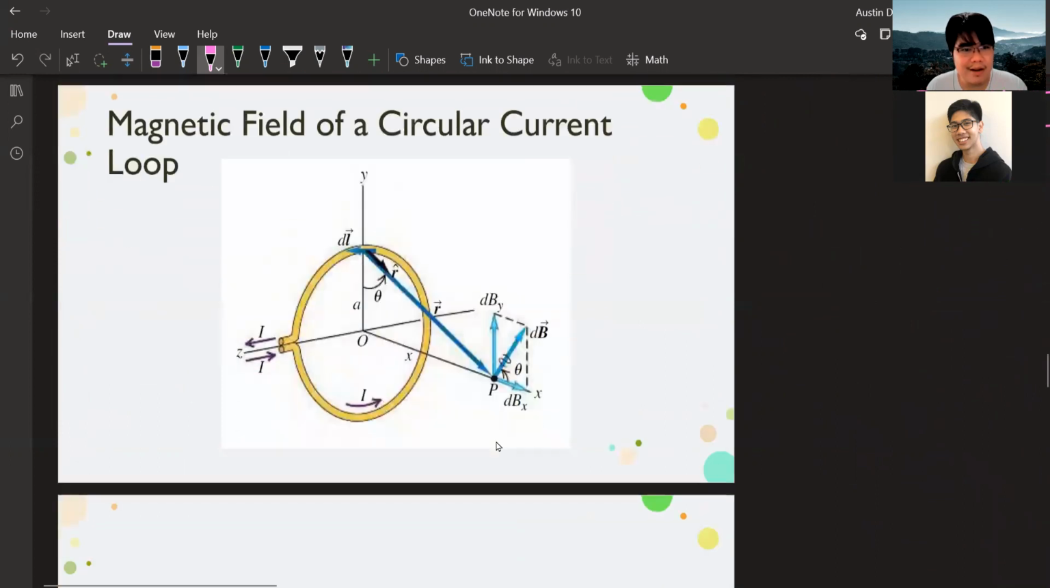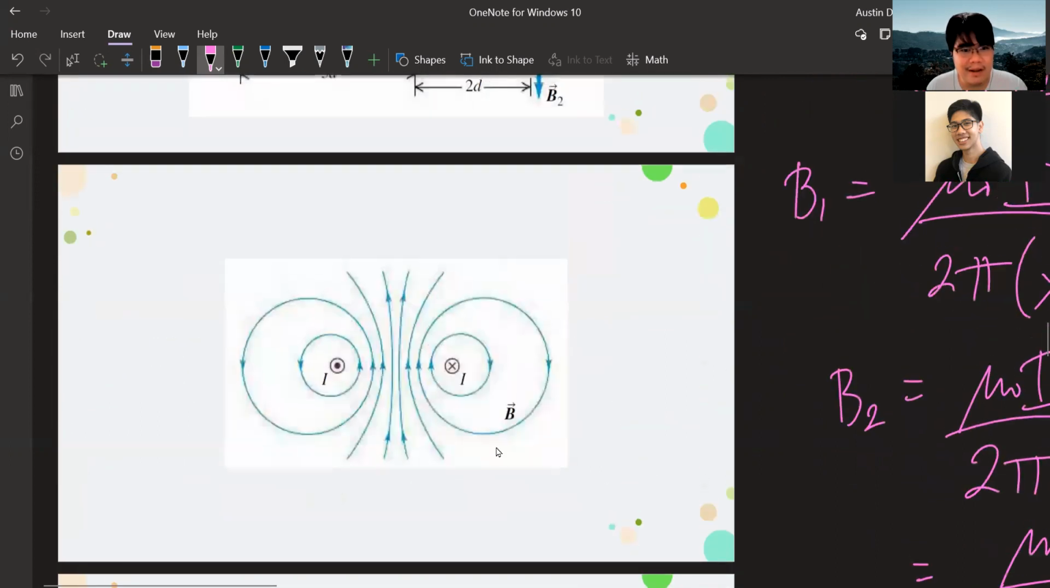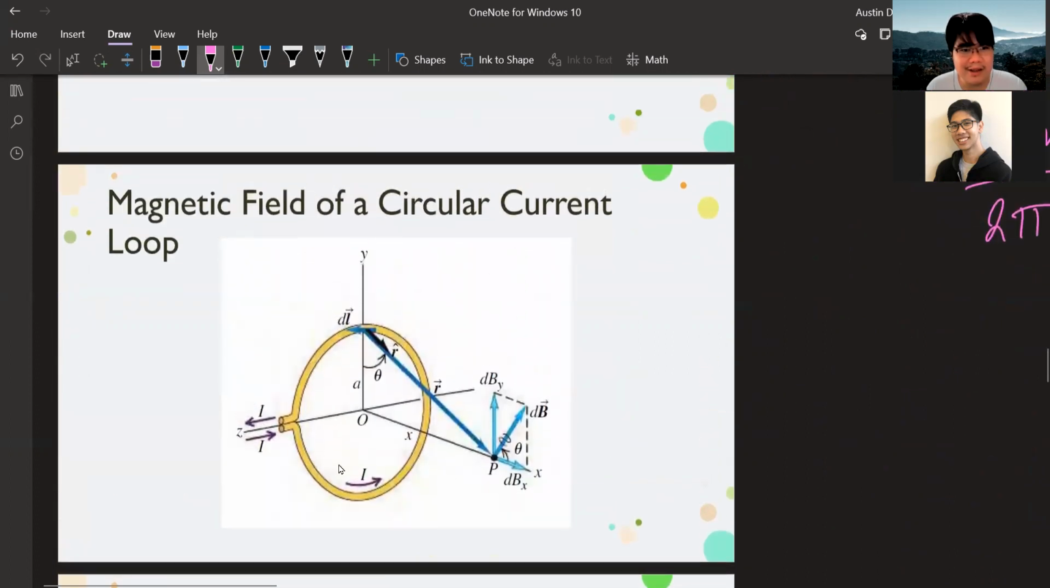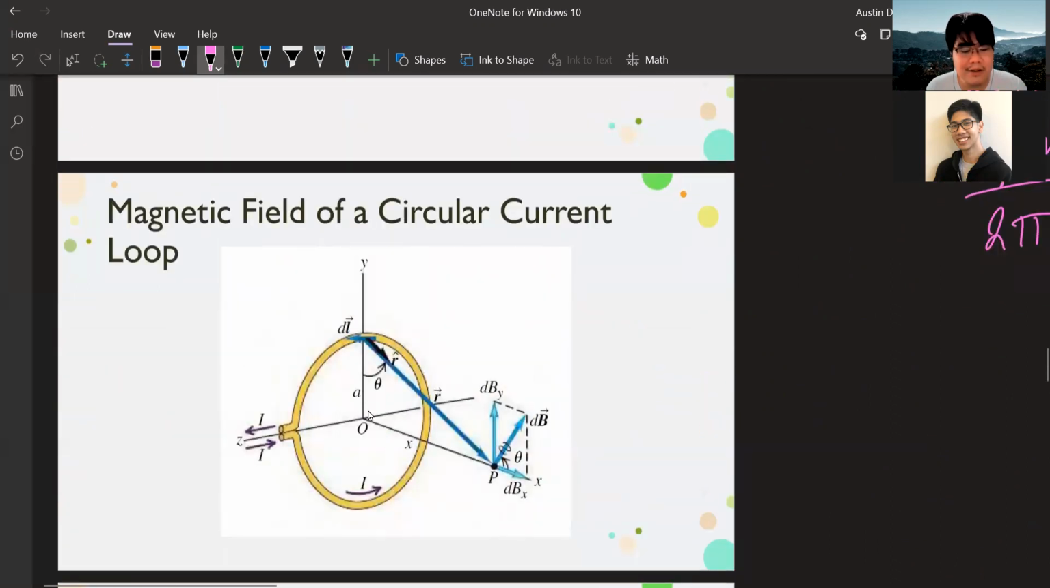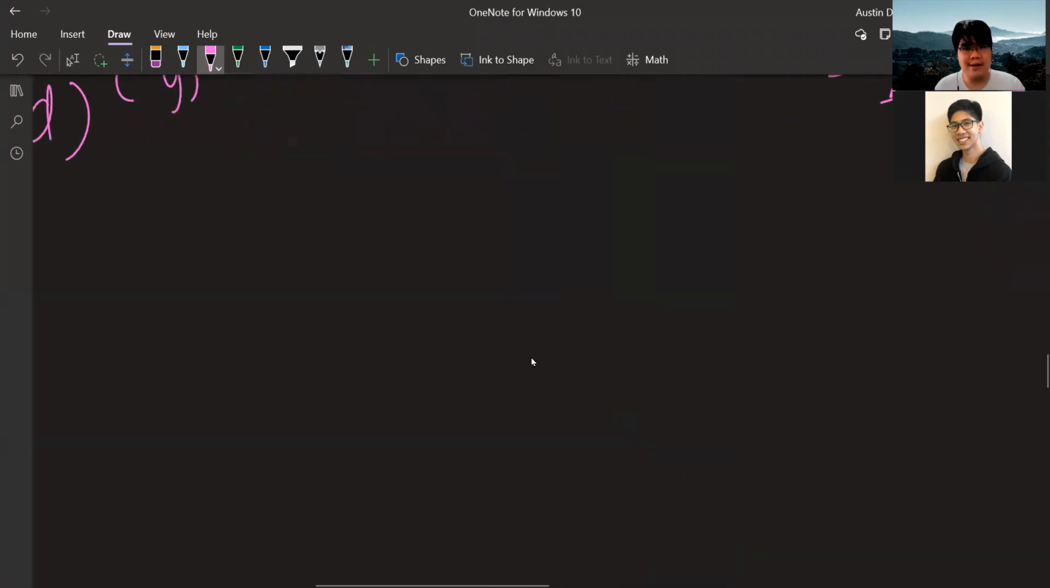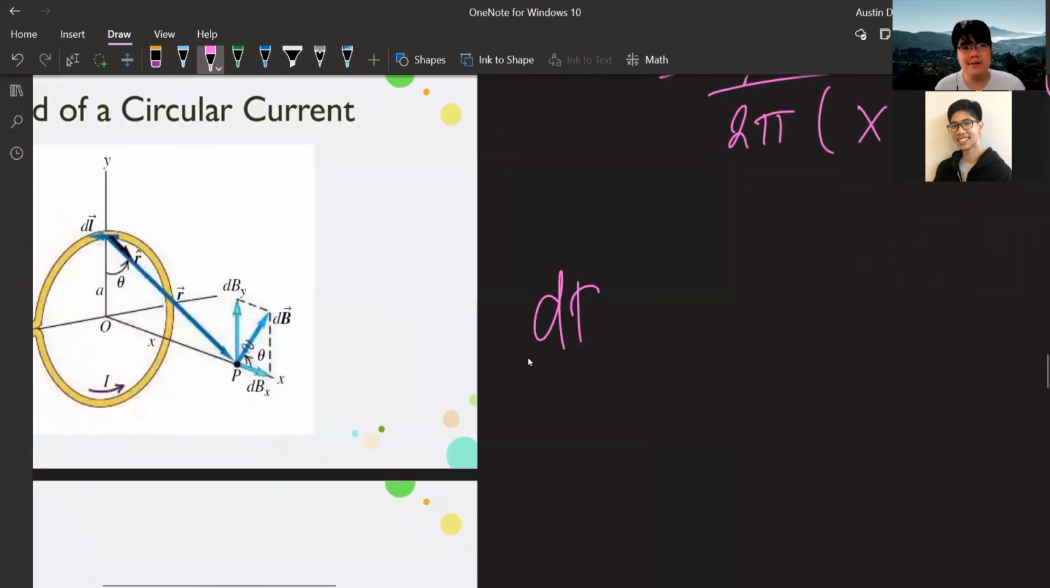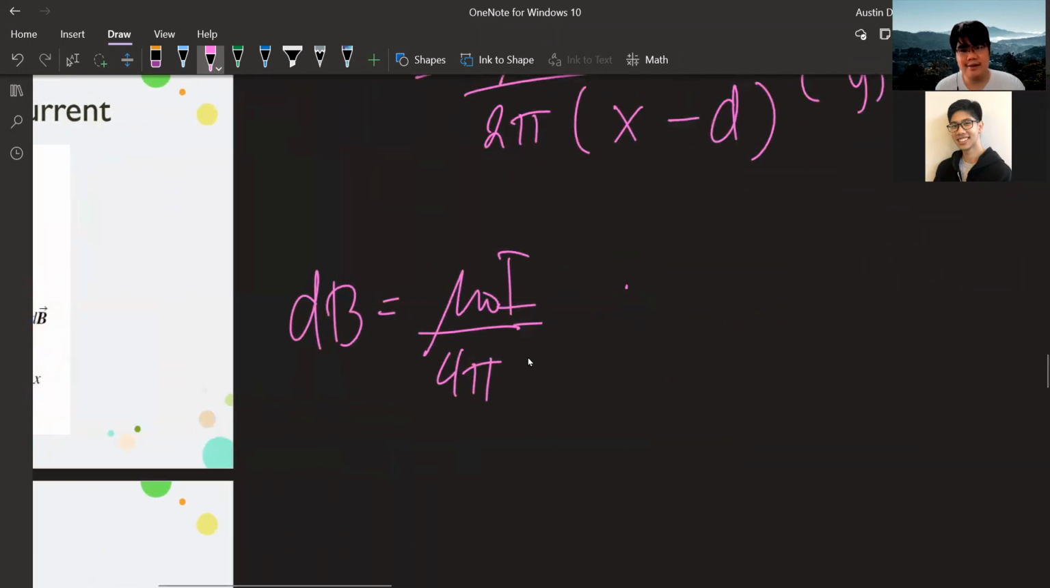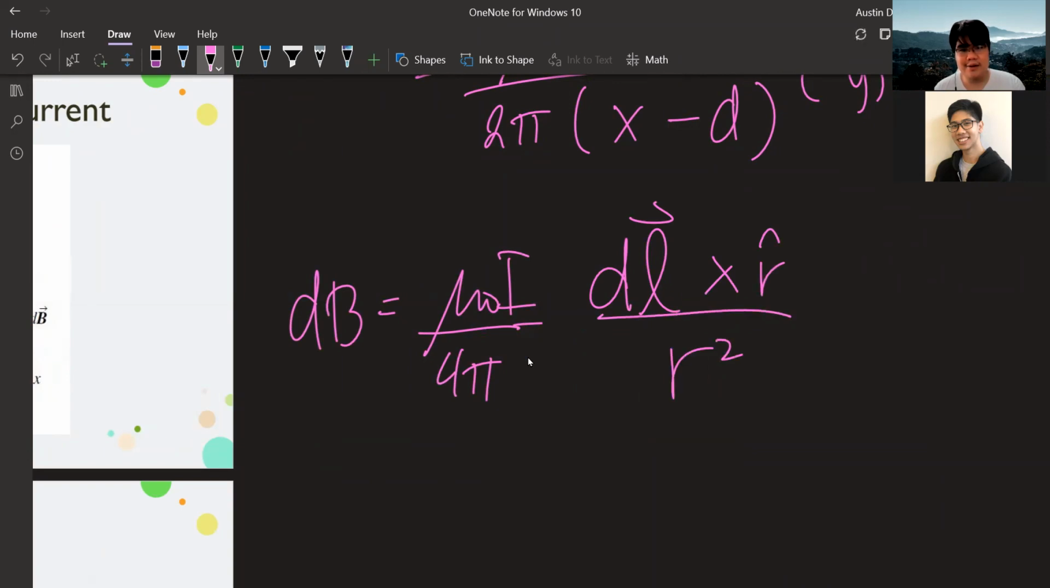Okay, let's have a different example now. Earlier we only worked with straight wires. What if we curved the path of the current? It is still the same. Let me just type in dB. So, that is mu naught over 4 pi, mu naught I. I is always constant. Then, for your case, dl cross r hat, and then over r squared.